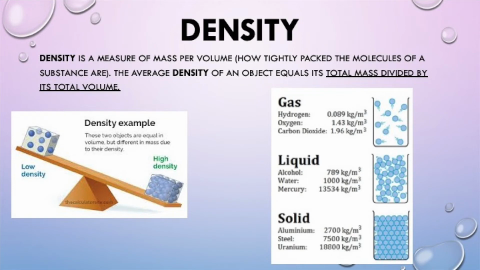Density is a measure of mass per volume, how tightly packed the molecules of a substance are. The average density of an object equals its total mass divided by its total volume. In 6th grade, you learned to measure density. And on your STAR test for 8th grade, you are again tested on measuring and calculating density. So D equals M over V.